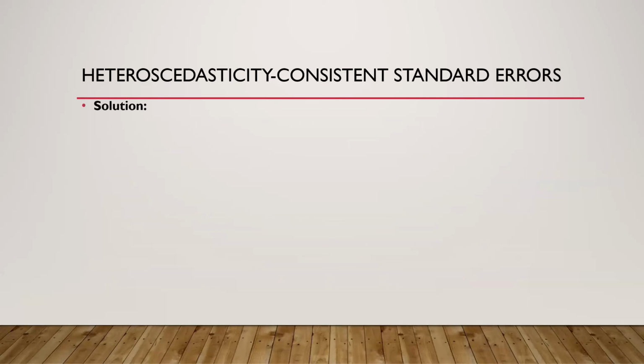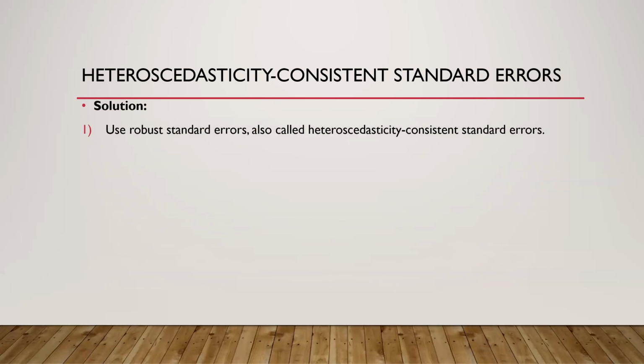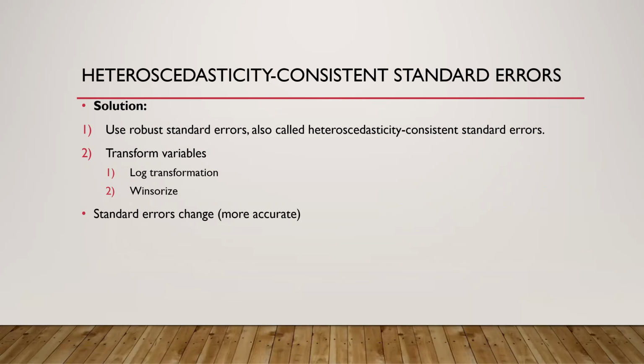Okay, what do we do when we have a problem like this? We use what we call heteroskedasticity-consistent standard errors. The second approach is to transform our variables that may not be close to a normal distribution. We can use log transformation, and we can also Winsorize all variables. What it means is to trim both ends of the data set, whether the small or the bigger values.